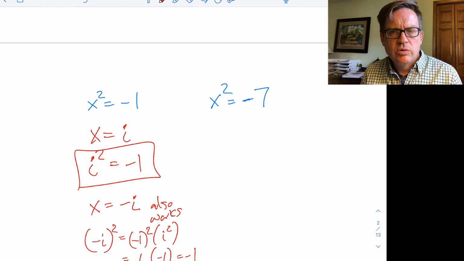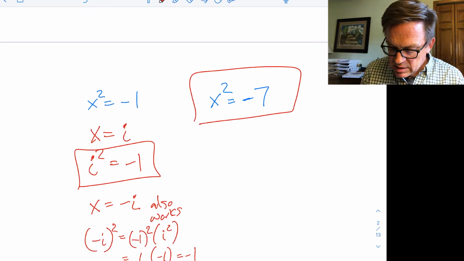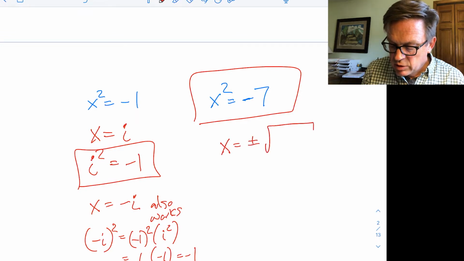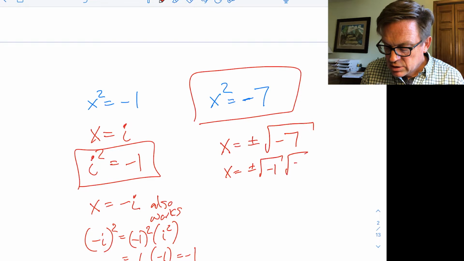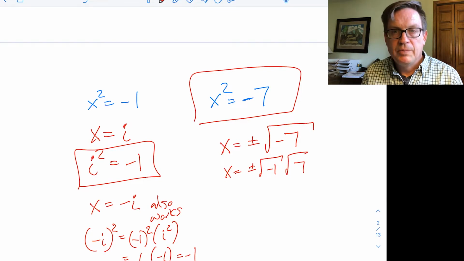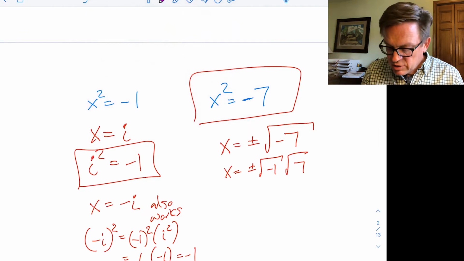What about x squared equals -7 over here? How can I get other negative numbers? Well, I would think about this as x equals plus or minus the square root of -7. And what we've talked about before is you can break that square root apart into its terms. And this square root of -1, we'll just for now say that that's equal to i.